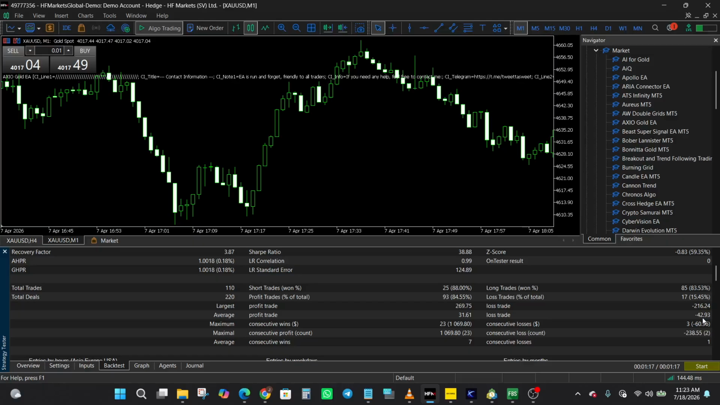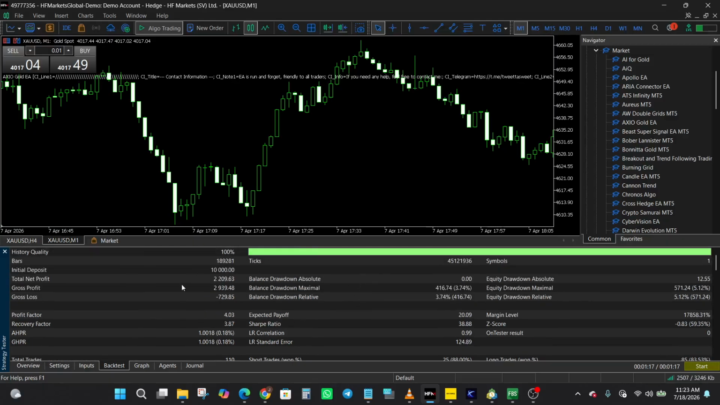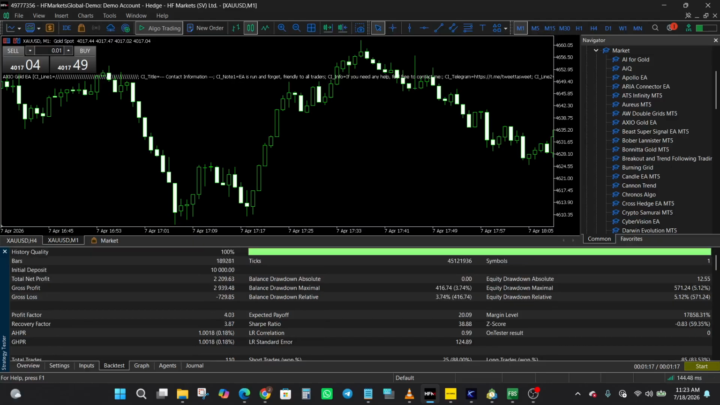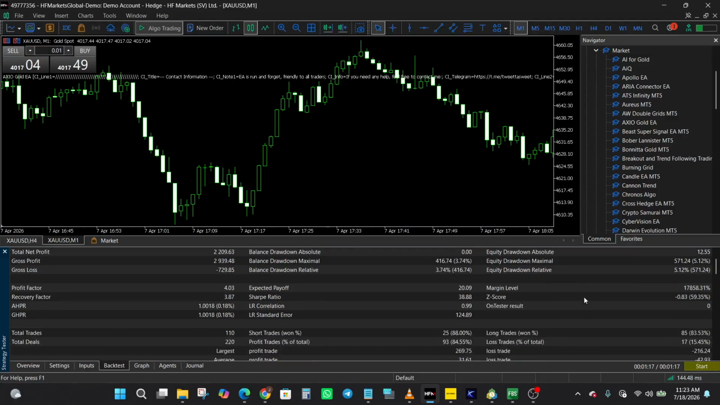So this isn't a system winning through a huge risk to reward ratio. It is winning through consistency, with wins clustering in streaks and losses staying mostly isolated. Meanwhile, we can see that I ran the test on a balance of $10,000, and the net profit here is over 22%, roughly $2,209.63.